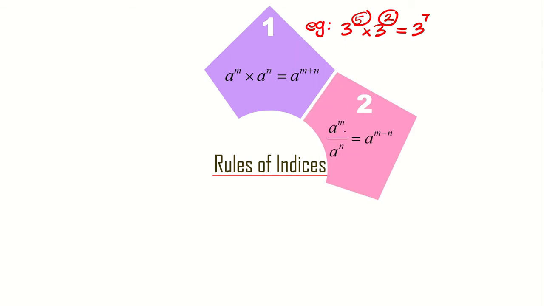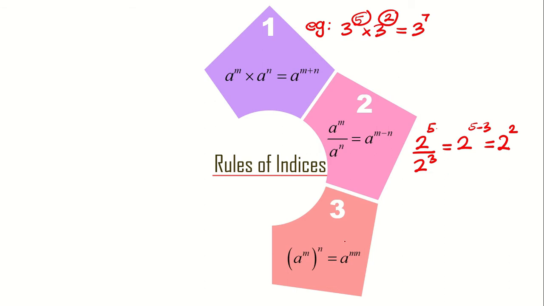The second rule is that we have here a to the power of m divided by a to the power of n. So for the division, we have here a to the power of m minus n. So we will subtract the indices. Okay, for example, here we have 2 to the power of 5 over 2 to the power of 3. So this is basically 2 to the power of 5 minus 3, which is 2 square, which is 4.